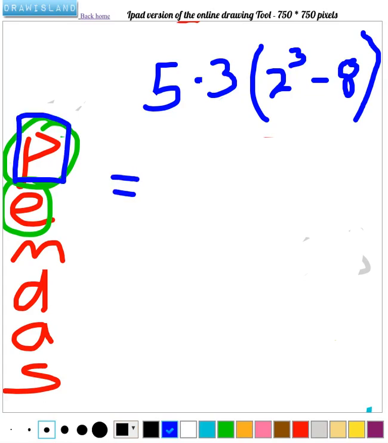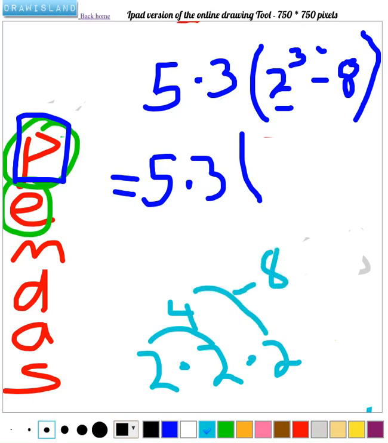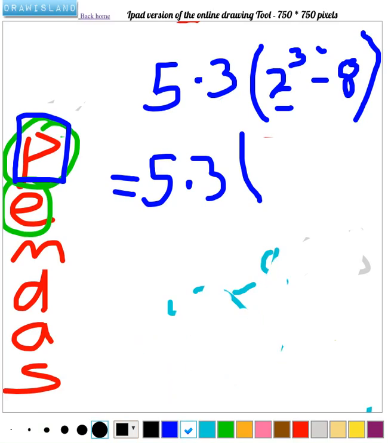So 5 times 3, and 2 to the power of 3 is 2 times itself 3 times. So 2 times 2 times 2. 2 times 2 is 4, and then 4 times 2 is 8. So that's 8.